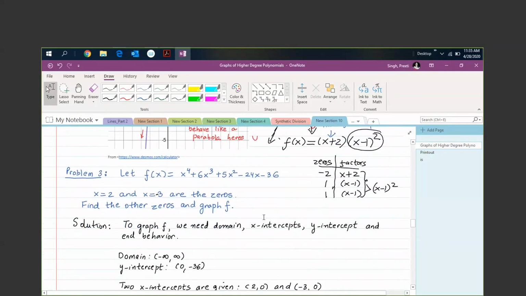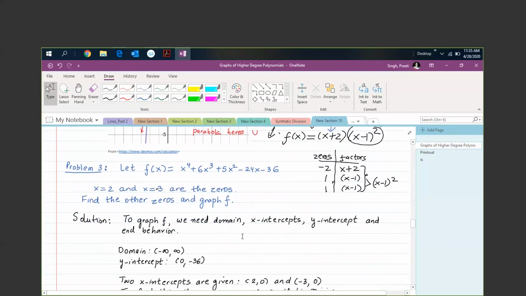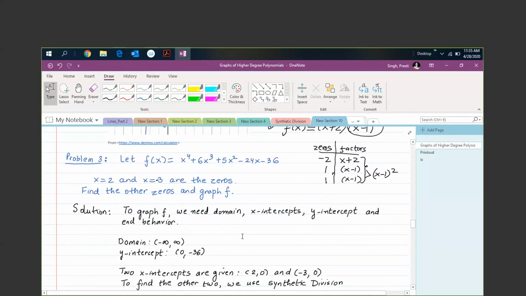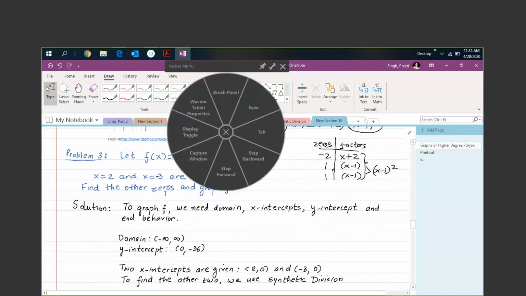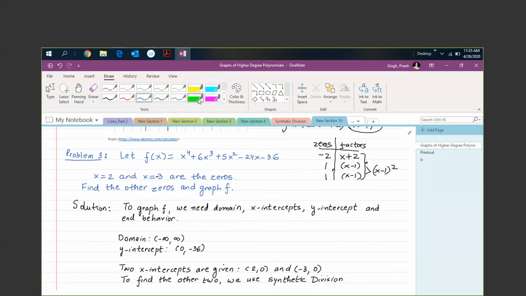Let's look at this one. This is a 4th degree polynomial. Ask questions if you have any. 2 of the zeros are given. I'm going to go quick right here. So this is a 4th degree polynomial and 2 zeros are given right here: x equals 2 and x equals -3. Find the other zeros and graph f or factor f, whatever.